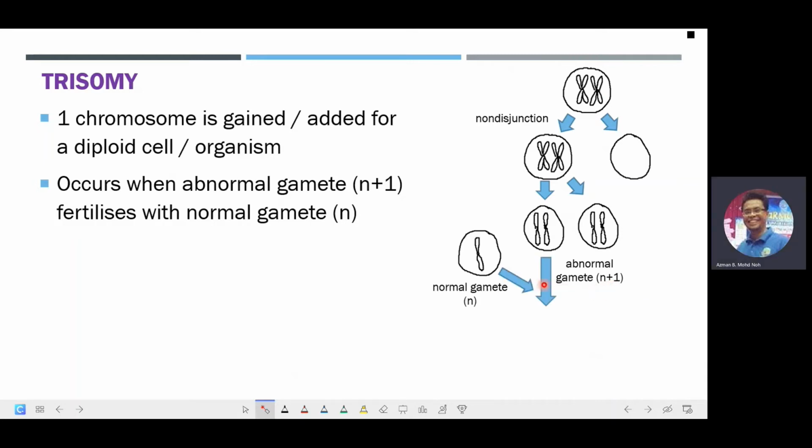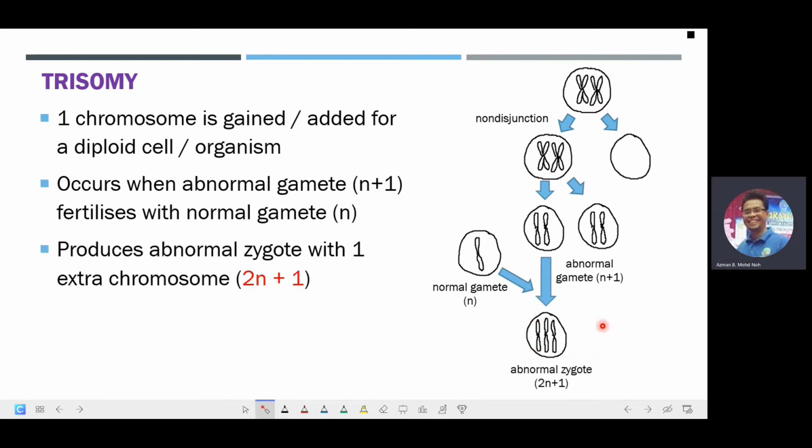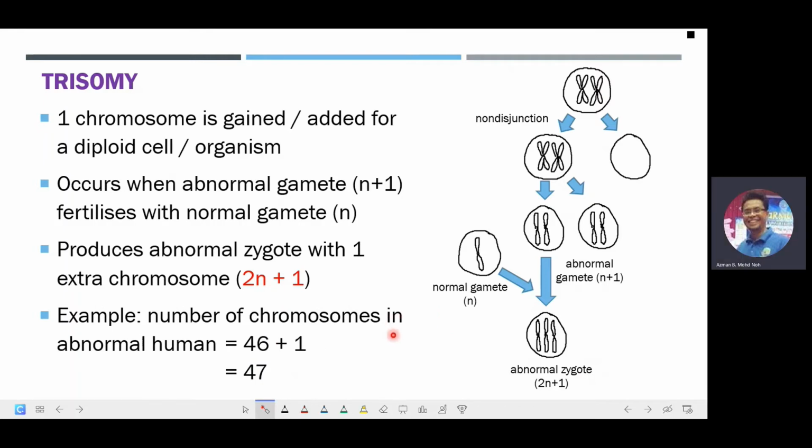And when this abnormal gamete fertilized with a normal gamete, which is haploid, an abnormal zygote will be formed. This abnormal zygote will be considered as a 2N+1 zygote since it will be having one extra chromosome. For the humans, the abnormal human that is showing trisomy will be having 47 chromosomes altogether.